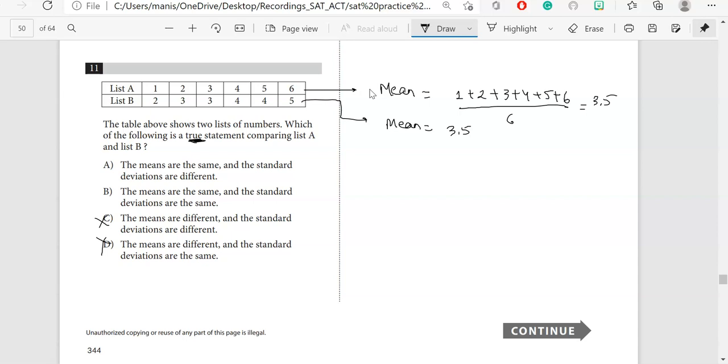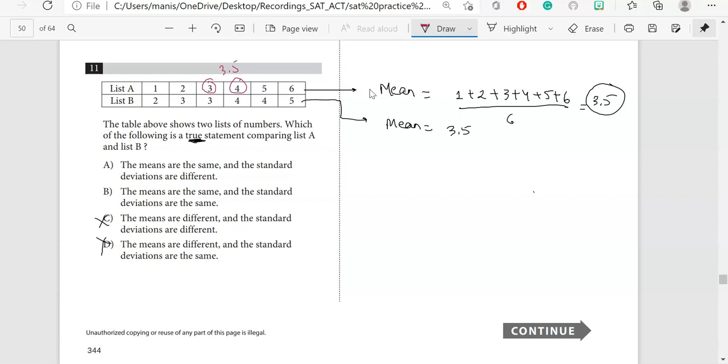Now we are looking at standard deviation. How can we find standard deviation? We can compare standard deviation by inspecting the distance of the numbers in each list from the mean. My mean for list A is 3.5. Let me change the color. If you look at this 3 and 4, 3 is at a distance of 0.5 and 4 is at a distance of 0.5 from this 3.5.